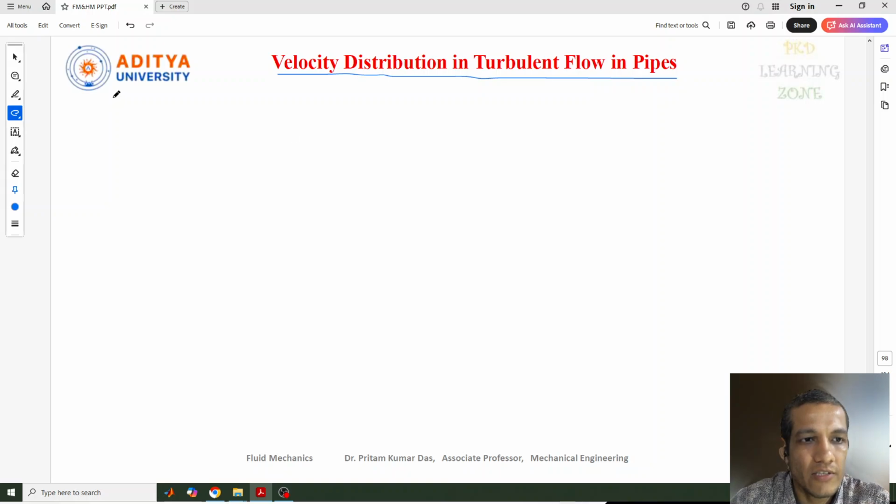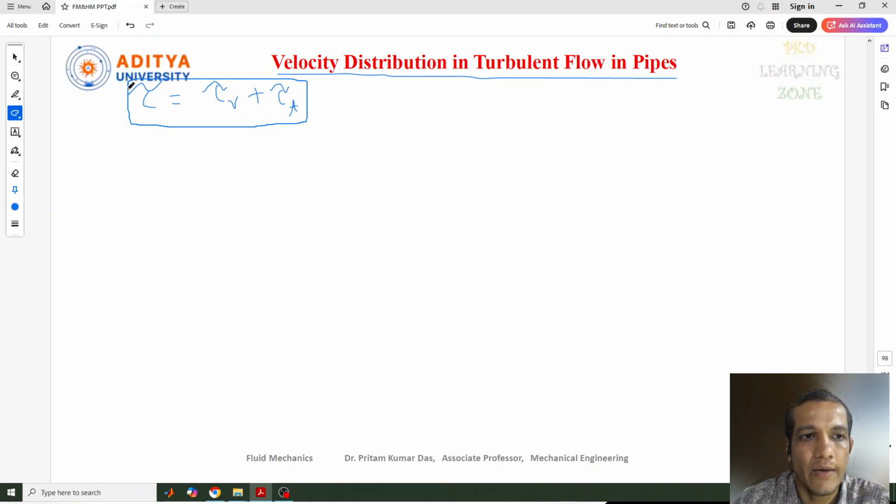In the previous videos, for turbulent flow, we calculated the total shear stress at any point by considering the shear stress due to the effect of viscosity and the shear stress due to the effect of turbulence. These two things were considered to identify the total shear stress.